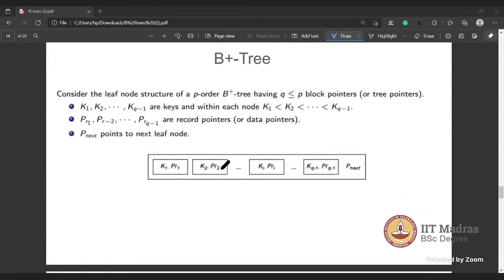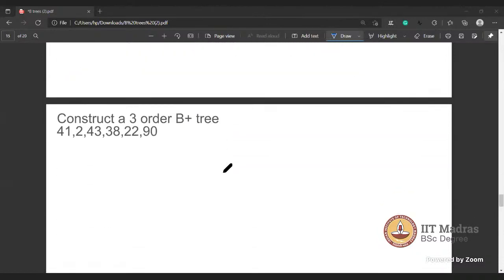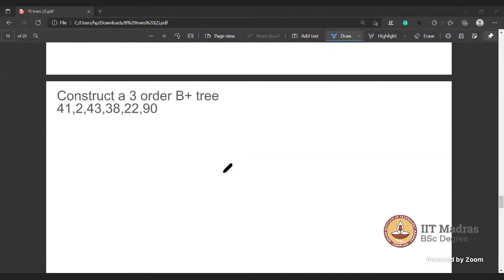Okay, so I explained the internal and leaf node structure of B plus tree, right? Yes, sir. Okay, so let's construct an order 3 B plus tree. Abhishek, do you want to help construct the B plus tree? Which one will be our root node? Insert sequentially: 41, then 2, then 43.